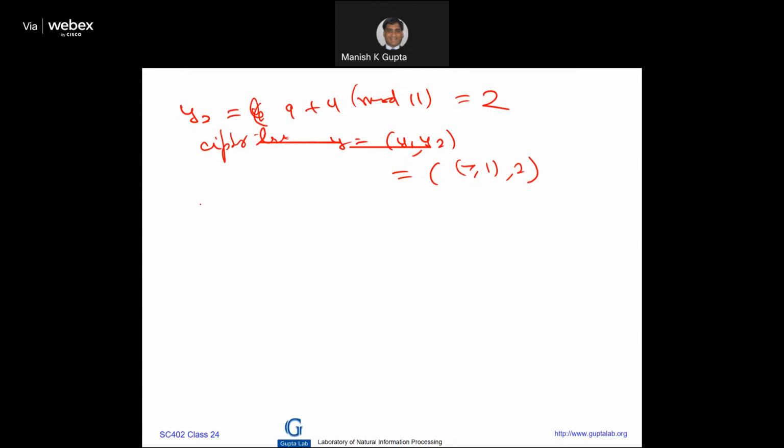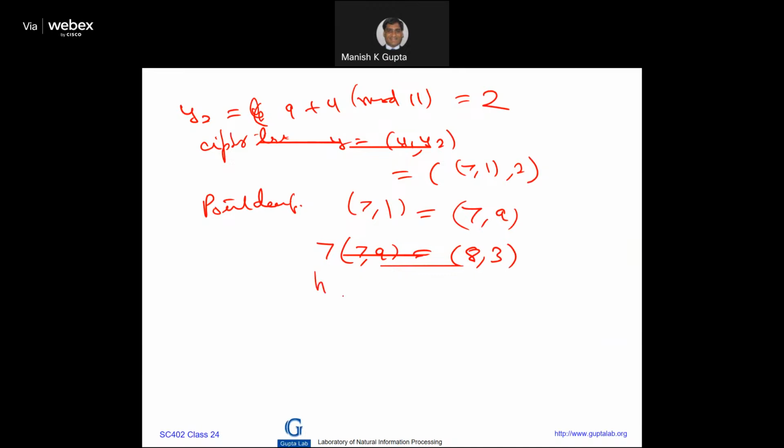After receiving the ciphertext, Bob uses point decompress: 7 comma 1 gives 7 comma 9, and 7 times 7 comma 9 is equal to 8 comma 3, and h of 8 comma 3 is equal to 4, and 2 minus 4 mod 11 is equal to 9, which is your plain text. I know normally these elliptic curve topics are not covered in the first year many times, but that's all for now. One more thing I would like to mention here. There are certain cases now.